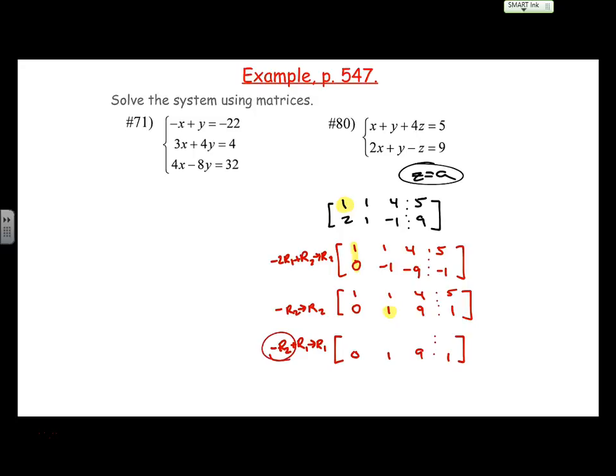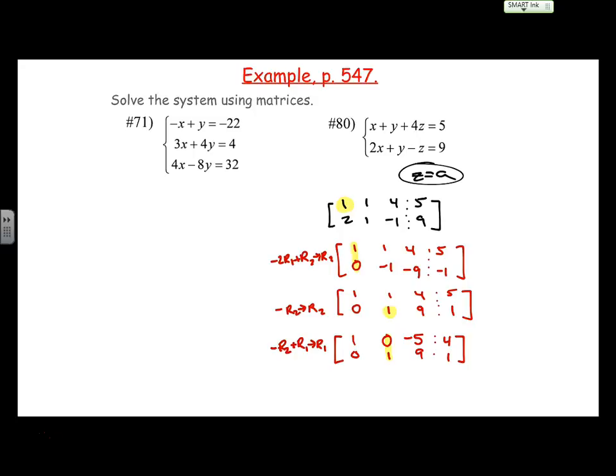I'm multiplying by a negative, so negative times 0 plus 1, still 1. Negative times 1 plus 1? 0. So I have 1 and 0. Negative times 9 plus 4? Negative 5. Negative times 1 plus 5? 4. Is that okay? Did I get my 0, 1? Yeah, I did.